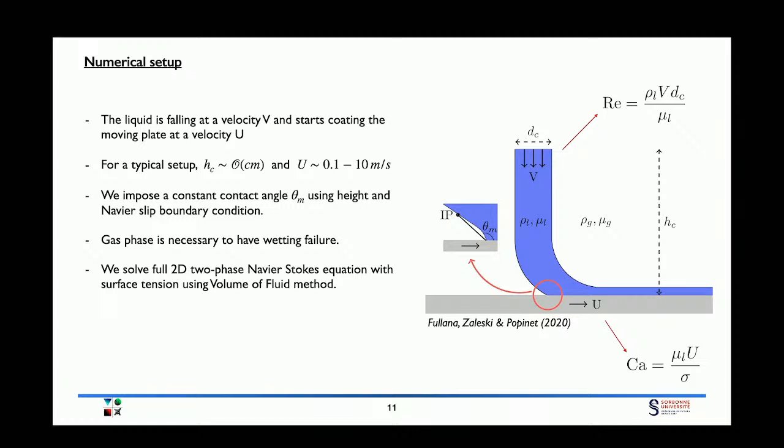Now, another important thing here is that to predict transition from a steady state to wetting failure, the gas phase is necessary. If we don't have the gas phase, then all values of U in Navier slip would be a steady state solution. There won't be an onset of wetting failure. So the gas phase is necessary to have that transition, and hence we solve the full 2D two-phase Navier-Stokes equations. So we automatically have air stresses in our model.